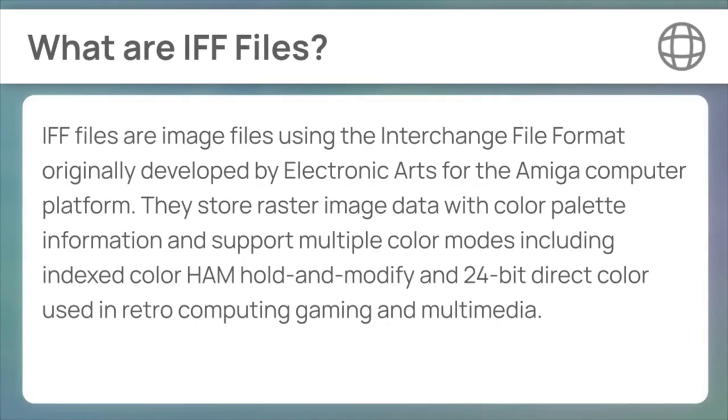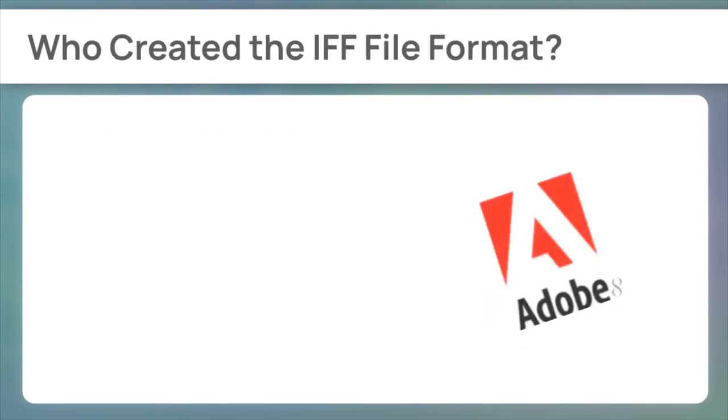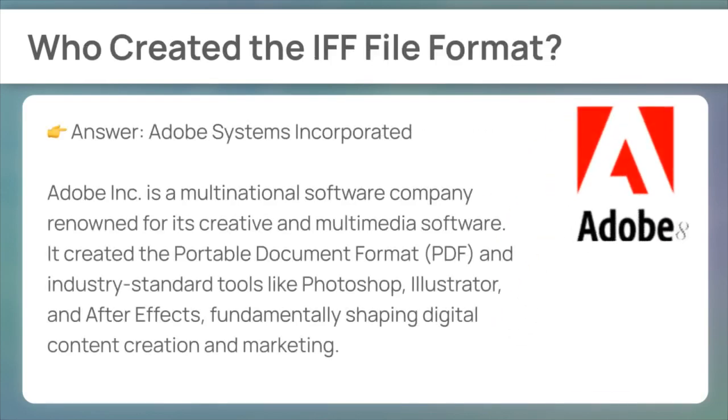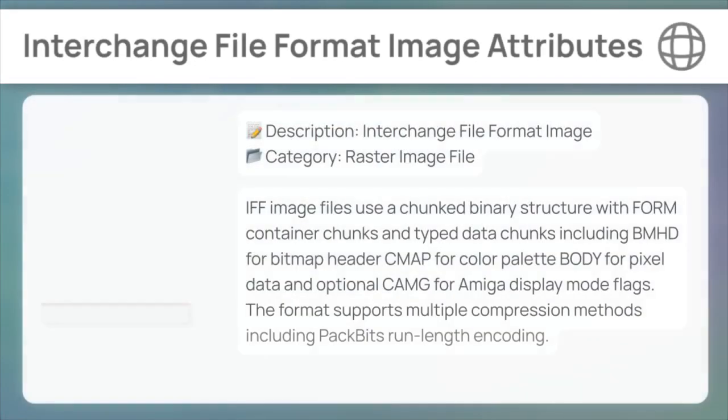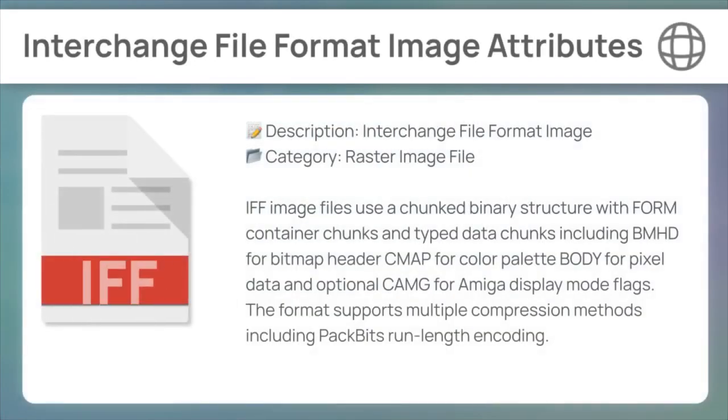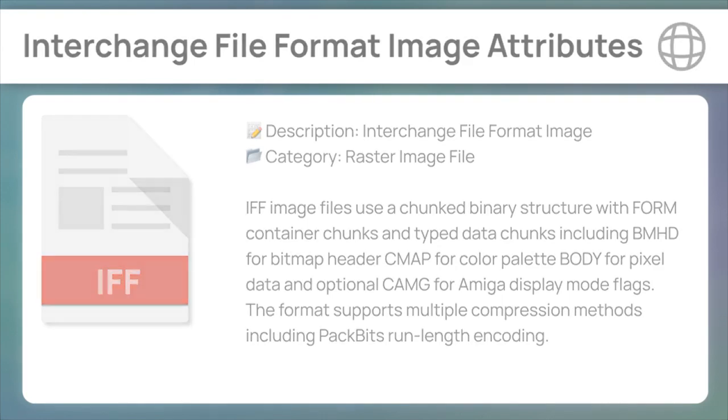They store raster image data with color palette information and support multiple color modes including index color, HAM (hold and modify), and 24-bit direct color, used in retro computing, gaming, and multimedia. IFF image files use a chunked binary structure, with FORM container chunks and type data chunks, including BMHD for bitmap header, CMAP for color palette, BODY for pixel data, and optional CAMG for Amiga display mode flags. The format supports multiple compression methods including PackBits run length encoding.